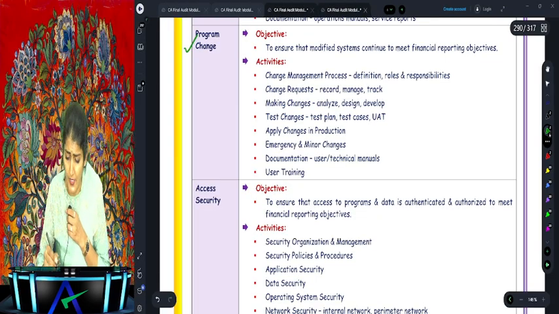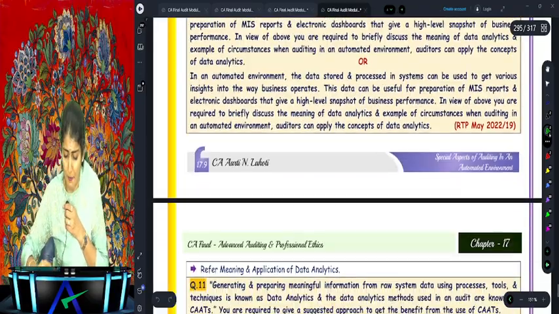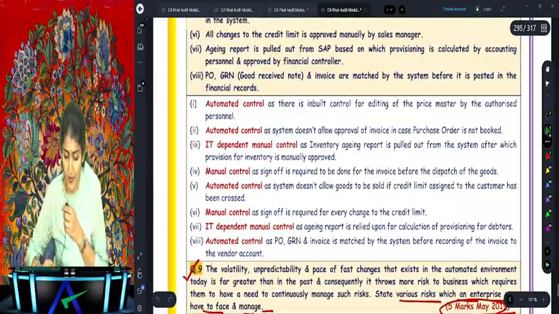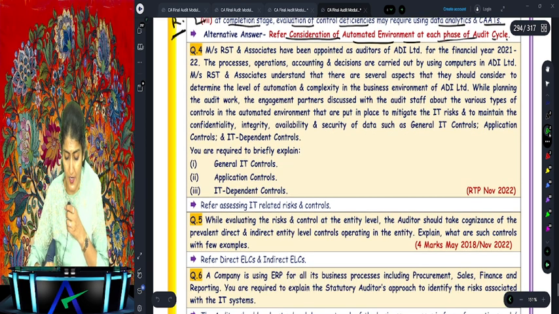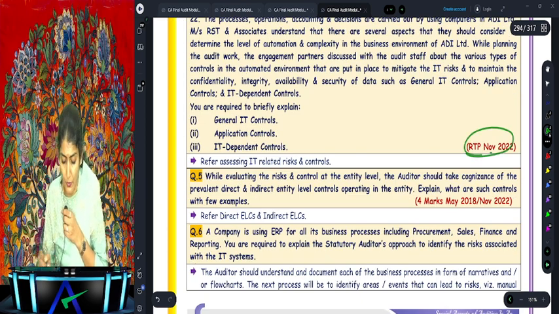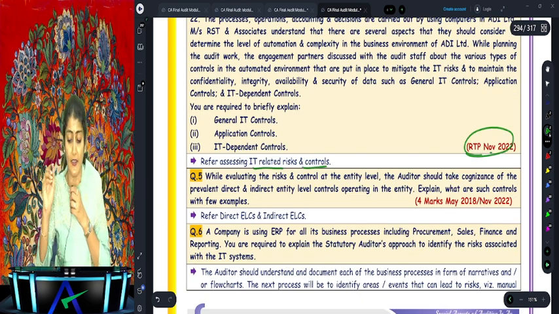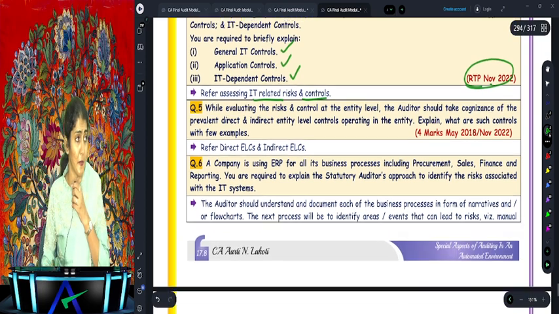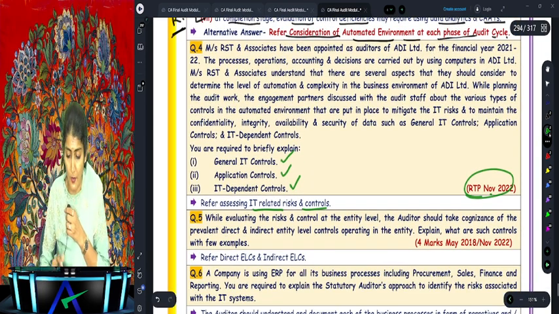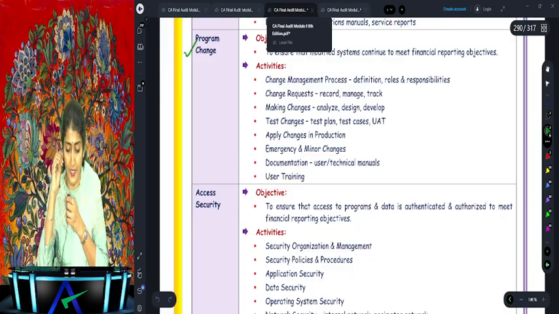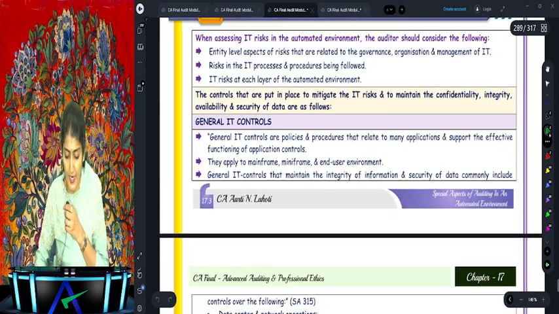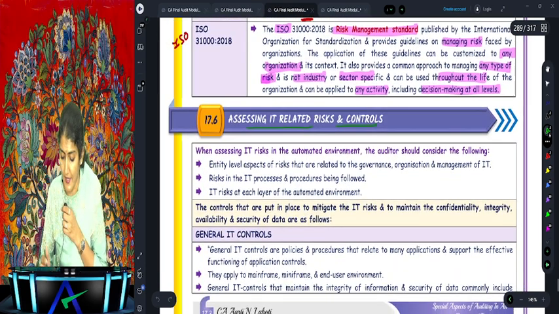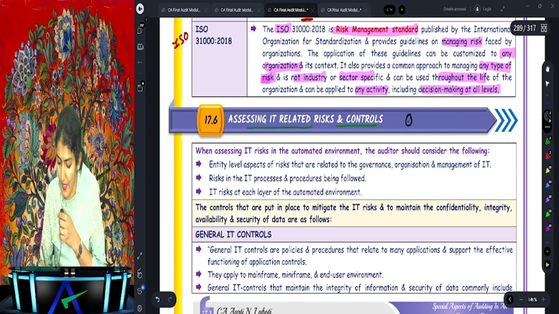Right. If we have a look at the question bank, what does it say regarding the controls? What questions are asked? In RTP number 22, they've put a question regarding the IT related risks and control. They are asking about the general IT controls, application controls, and the IT dependent manual controls. So that is question number 4 there. Are you getting that? The IT risks and control, that is question number 4.